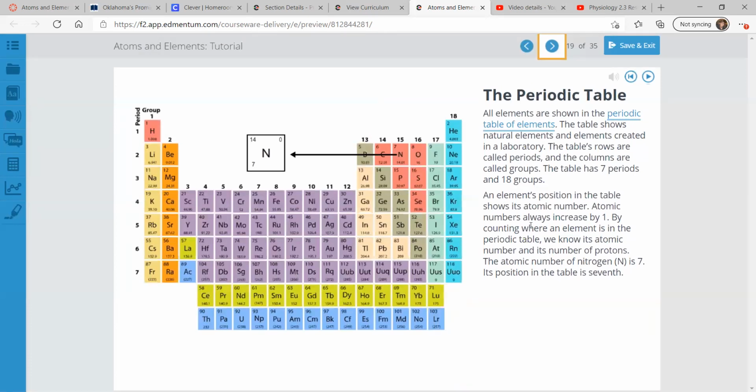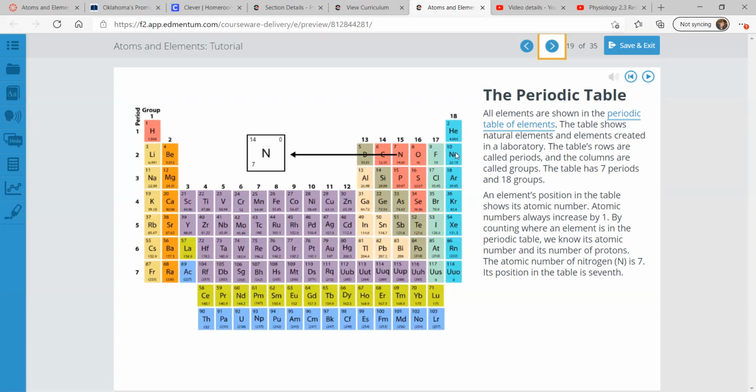But an element's position in this table shows its atomic number. So atomic numbers always increase by 1. By counting where an element is in the periodic table, we know its atomic number and its number of protons. The atomic number of nitrogen, N, is 7. Its position in the table is 7th. So we have 1, 2, 3, 4, 5, 6, 7 for nitrogen.